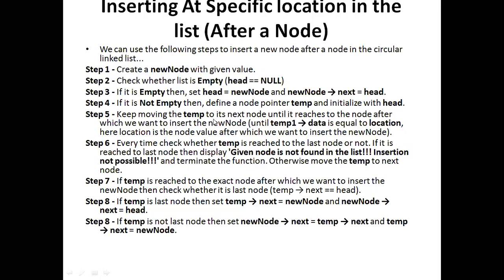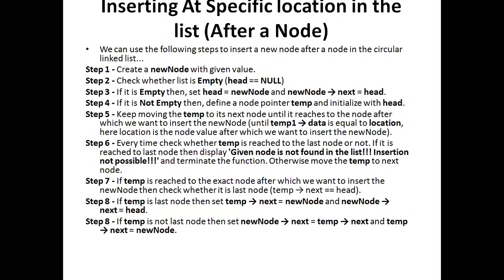Keep moving the temp to its next node until it reaches the node after which we want to insert the node. After which, that is important. That means until temp tends to data is equal to the location. Here the location is the node value. Every time check whether temp has reached the last node or not. Here also we can get unsatisfying conditions. We can say it is an unsuccessful condition.